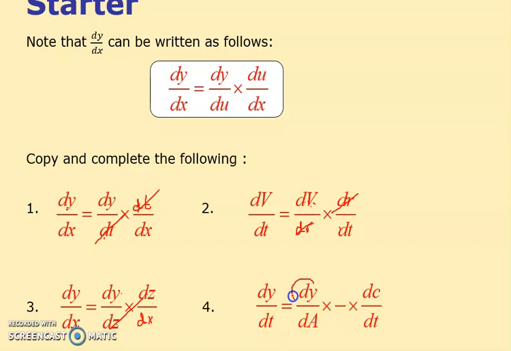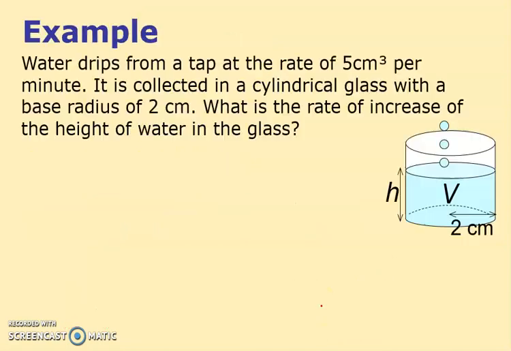And notice the first one and the last one is dy by dt. So this dA here has got to go up here, because then they cancel. And this here has got to say dc, because then they cancel. And it will still work. That's what we've got to be able to do. So anyway, here's an example of connected rates of change.